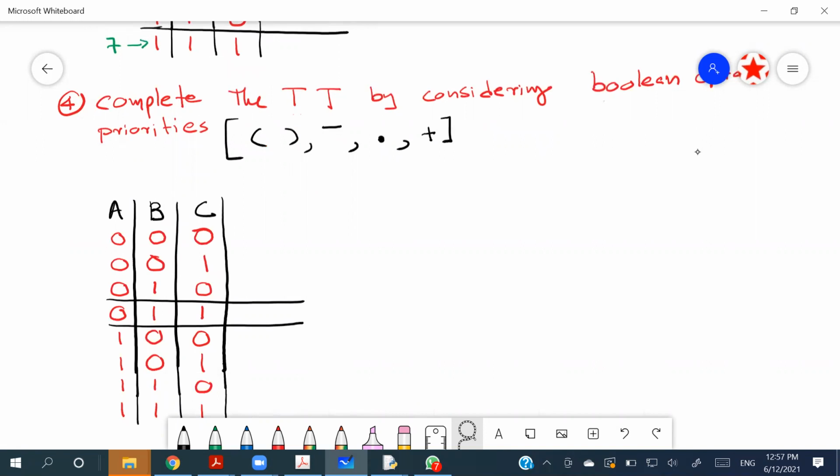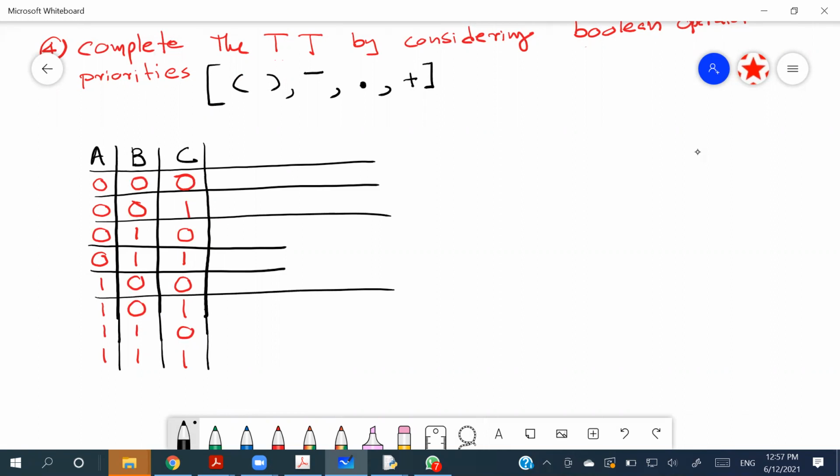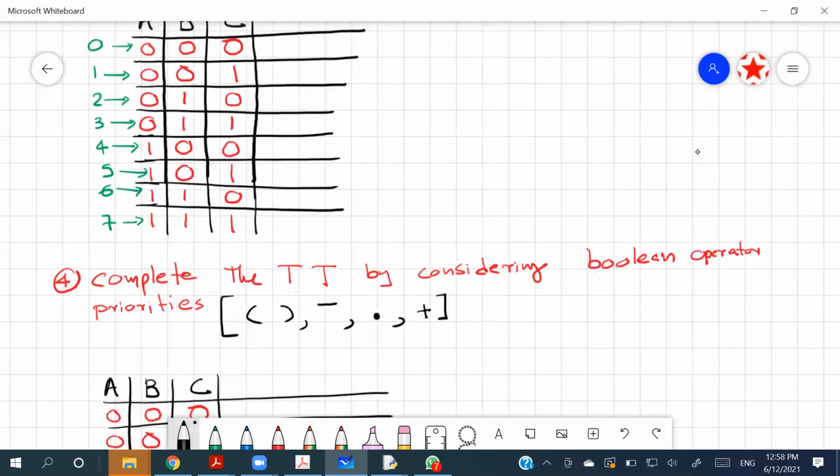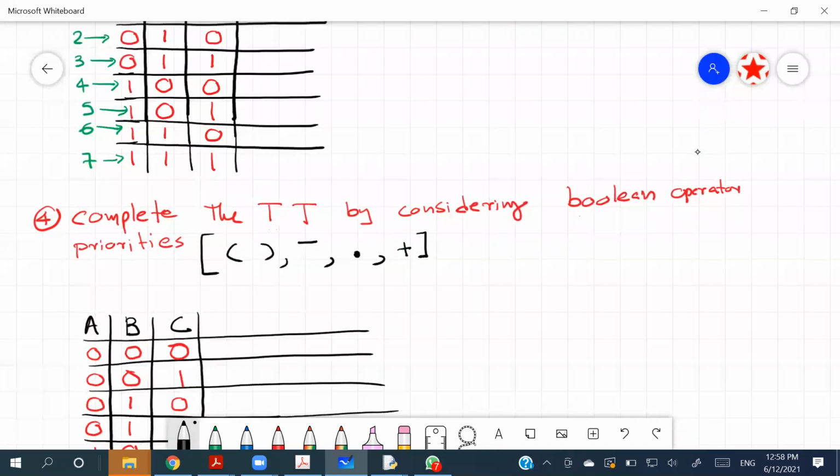Right. So my expression is what? A plus b dot c bar, right? I'm going to take it over here.